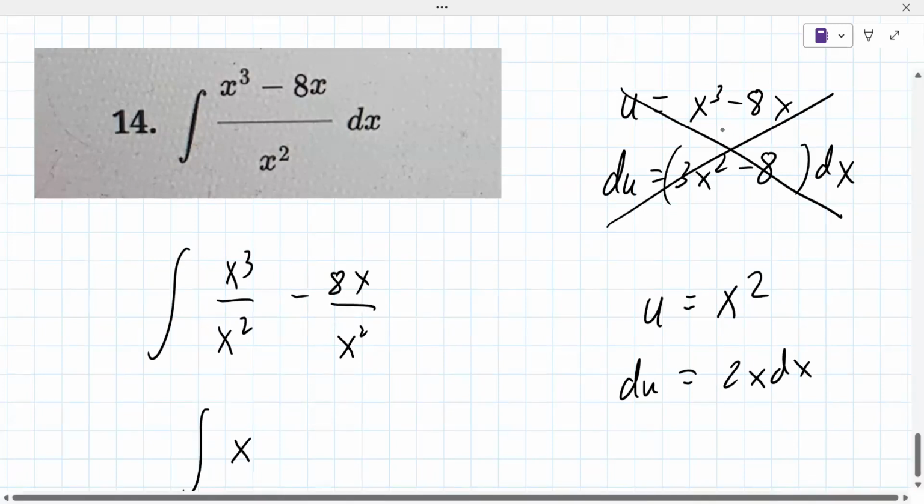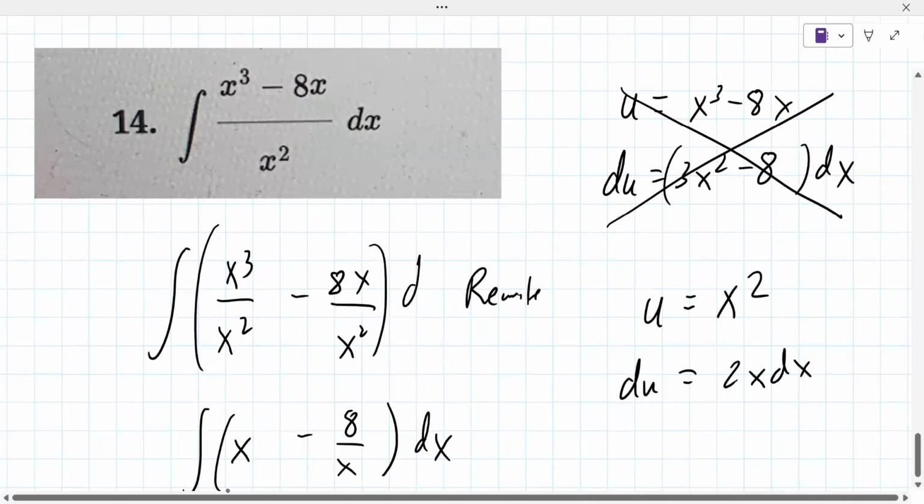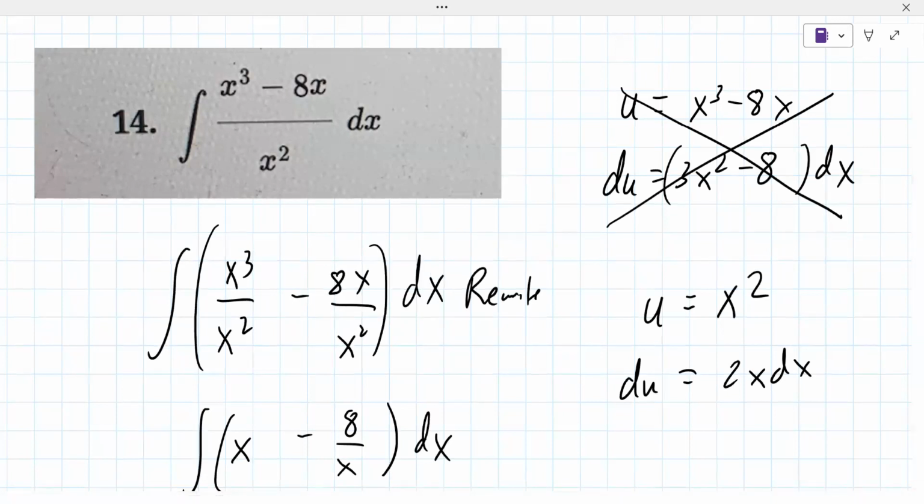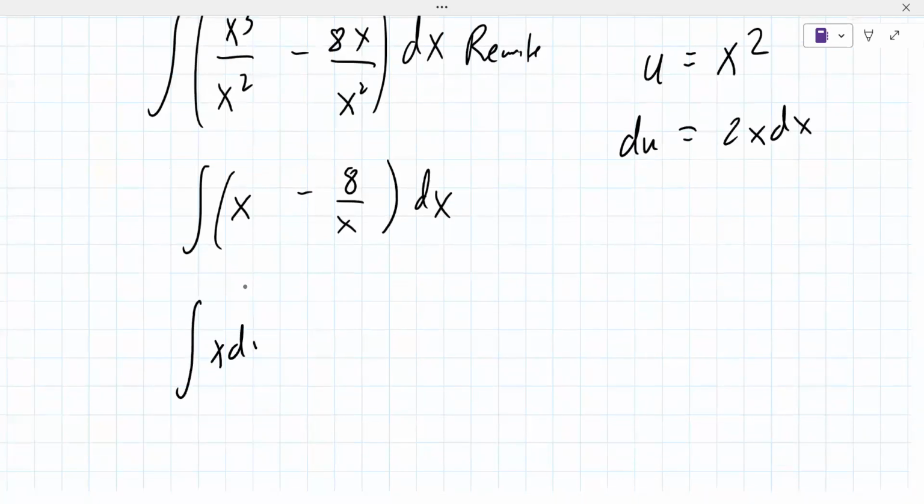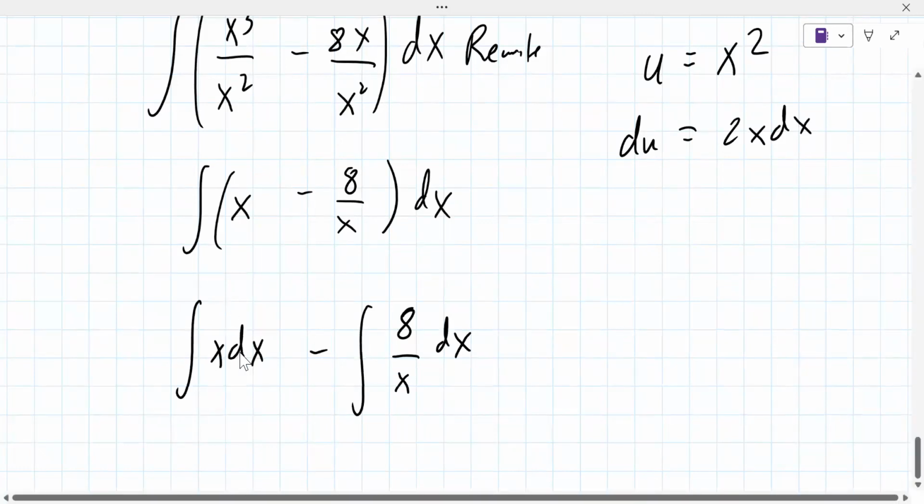So this becomes the integral of x minus 8 over x. And again, no calculus has been done. This is just a rewrite step. Okay, so now it's much more doable. If you need to, you can separate them. It's the integral of x dx minus the integral of 8 over x dx. The first one is power rule. What's the antiderivative of x?